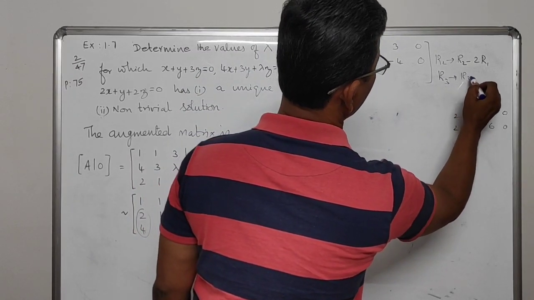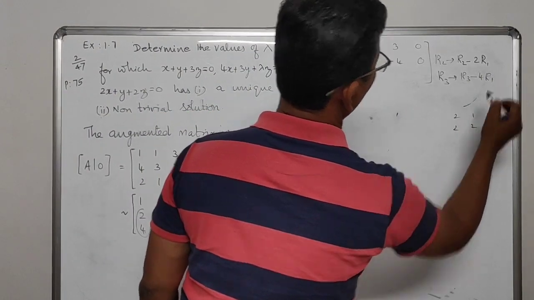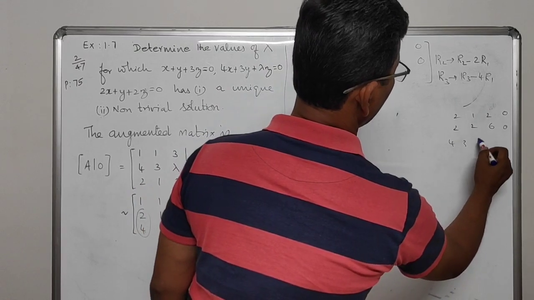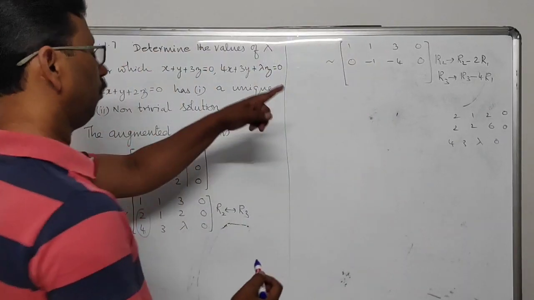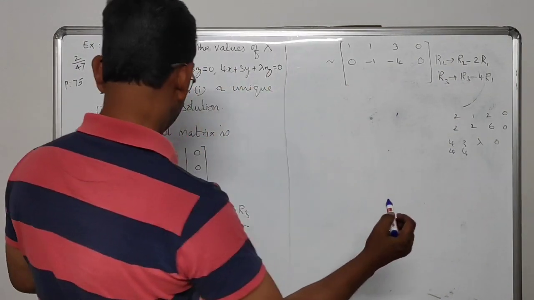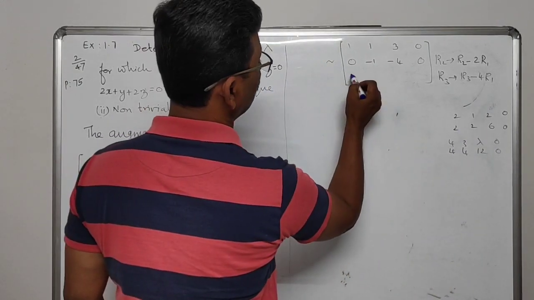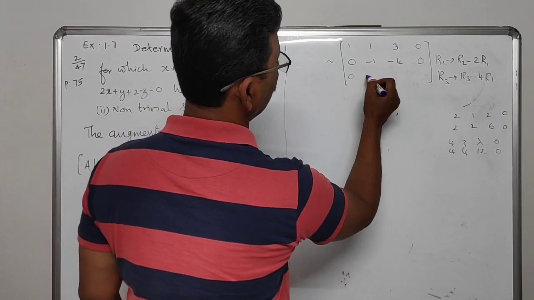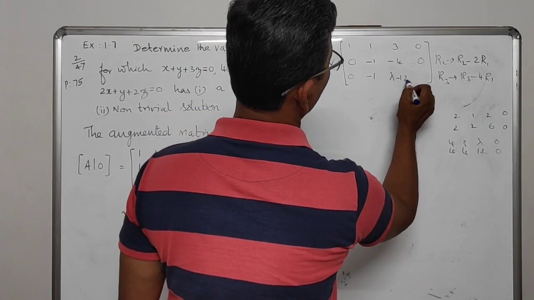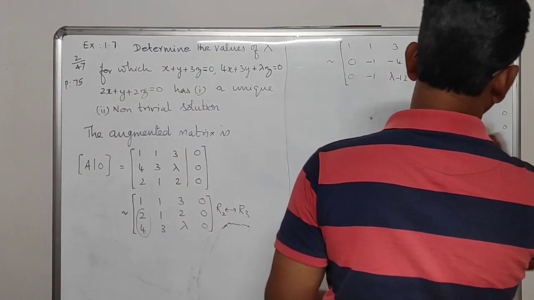Then after that we can go for R3. R3 gives R3 minus 4 times R1. R3 means you can write 4, 3, lambda, 0. Then 4 times R1 means 4, 4, then 3 4s are 12, 0. Then if you subtract, 4 minus 4 gives 0. 3 minus 4 gives minus 1. This is lambda minus 12. The last one is 0. Okay.